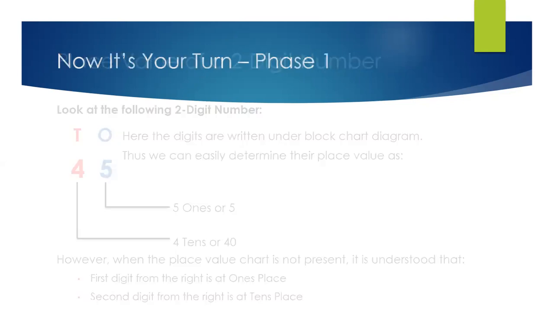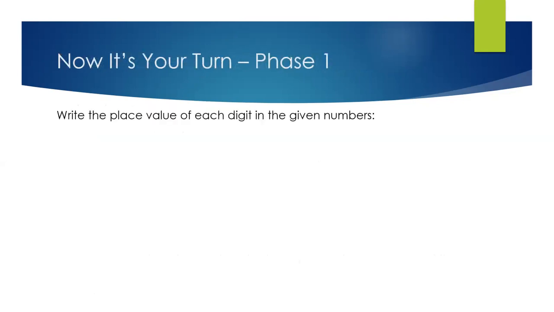So here we are provided with some numbers and we have to determine their place values. Here we got the first number. Here the number is 89. So what is the place value of 9? As 9 is the first digit from the right, 9 is at the place value of ones. So 9 ones or 9. Here we have the second digit from the right, it is 8. So 8 is representing tens. So 8 tens or 80.